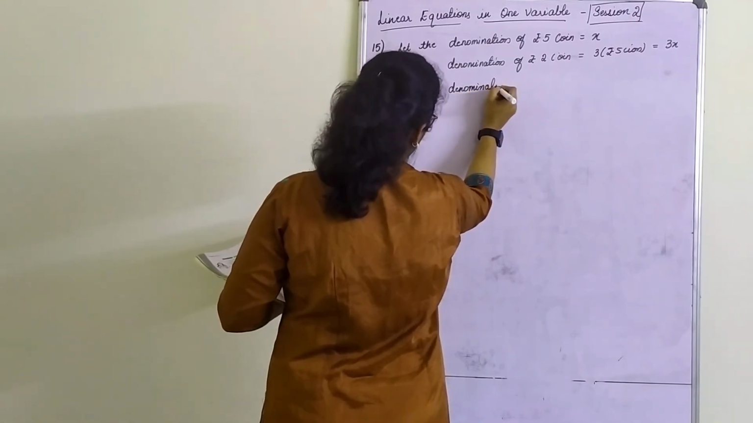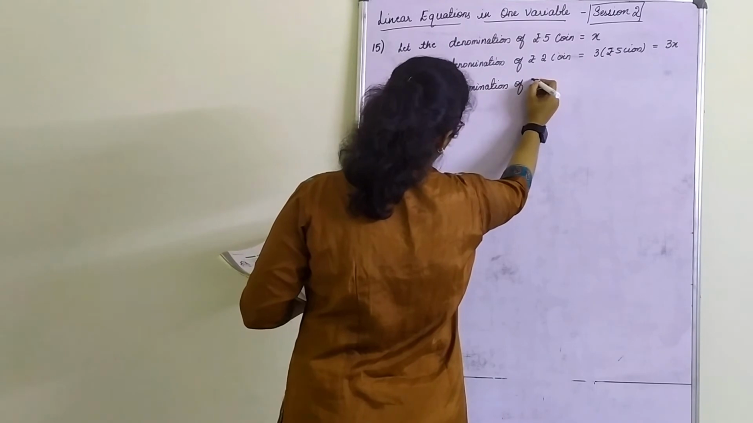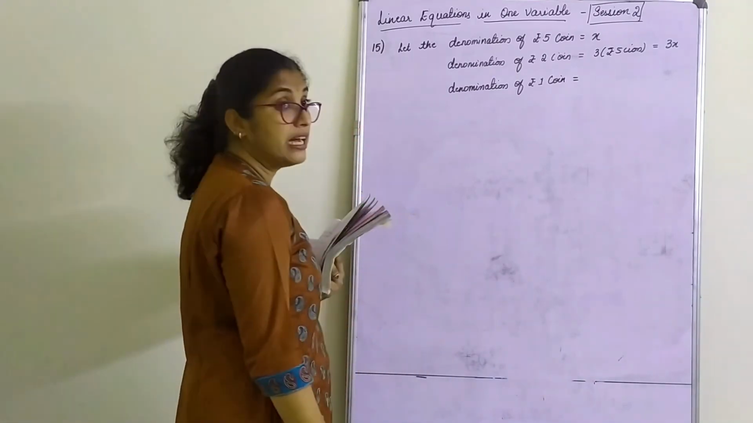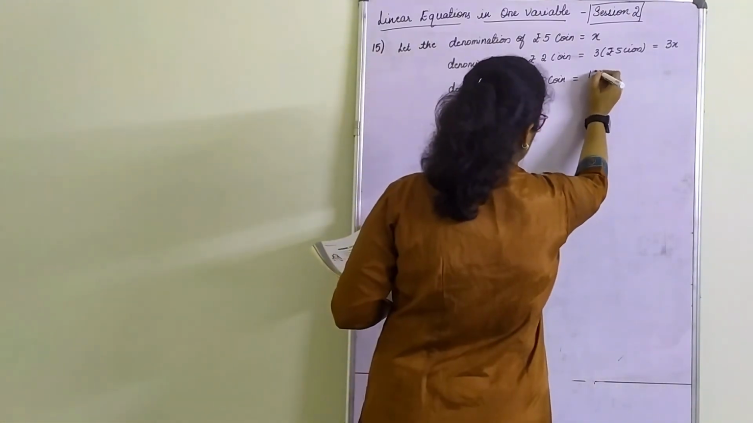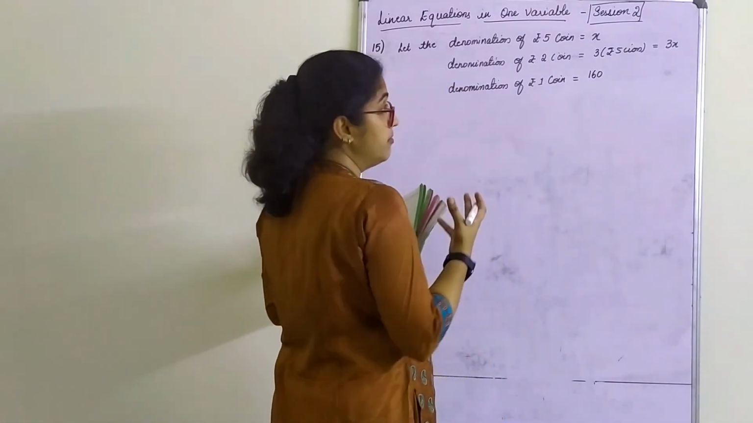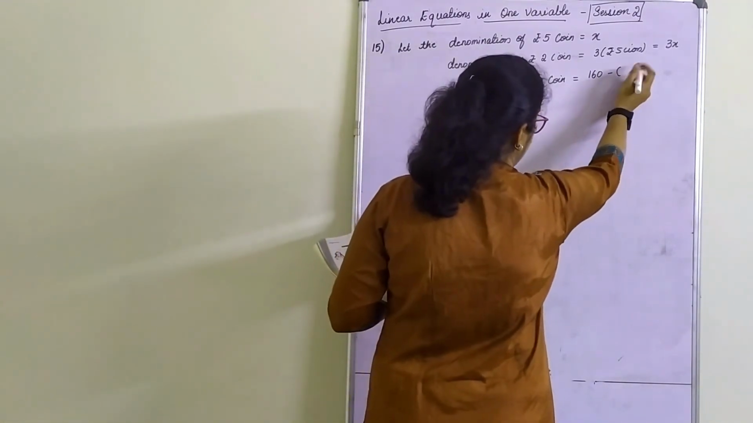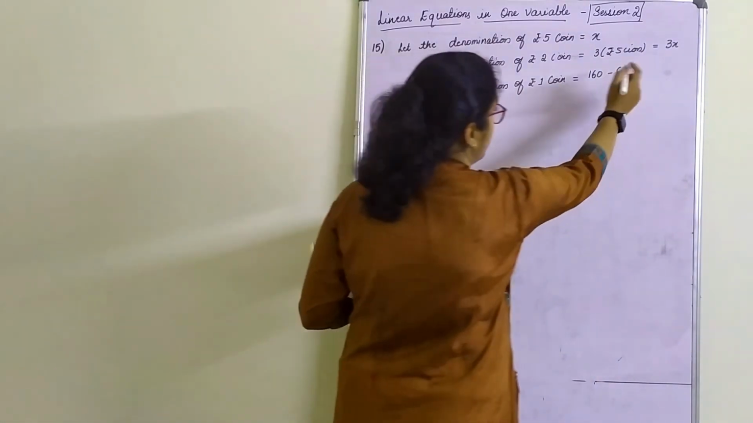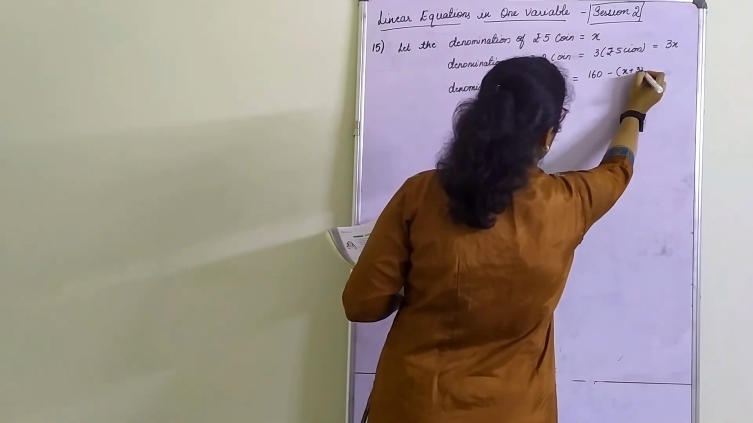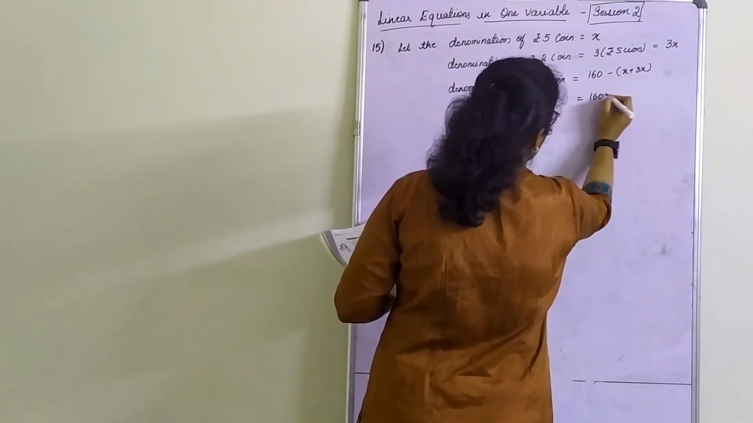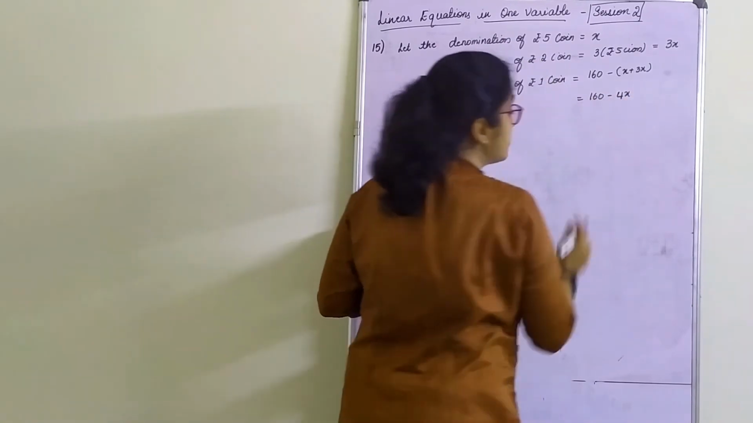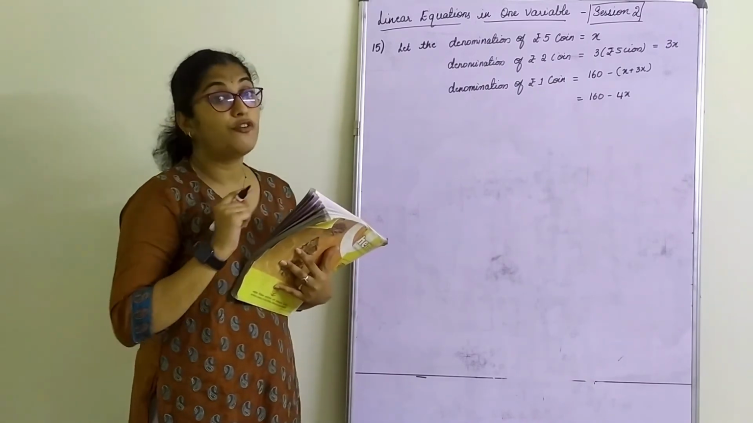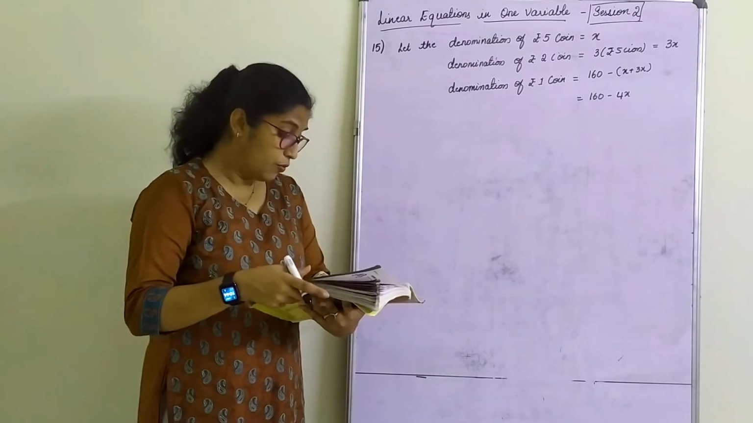The number of rupees 1 coins is equal to: now what is the total number of coins? 160. So if I have 160 coins in total, and I subtract the number of 5 rupee and 2 rupee coins, I get the number of 1 rupee coins. So this is x plus 3x, which is 4x, so 160 minus 4x. Okay, this is the number of 1 rupee coins. So now we have the numbers of all the coins. Let's read further what they have given.